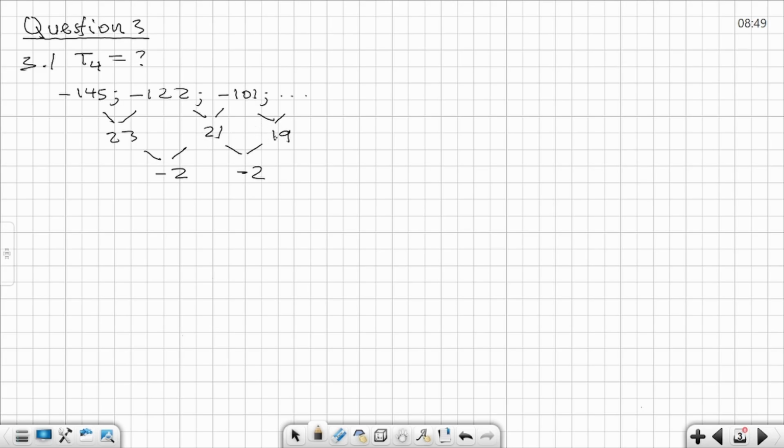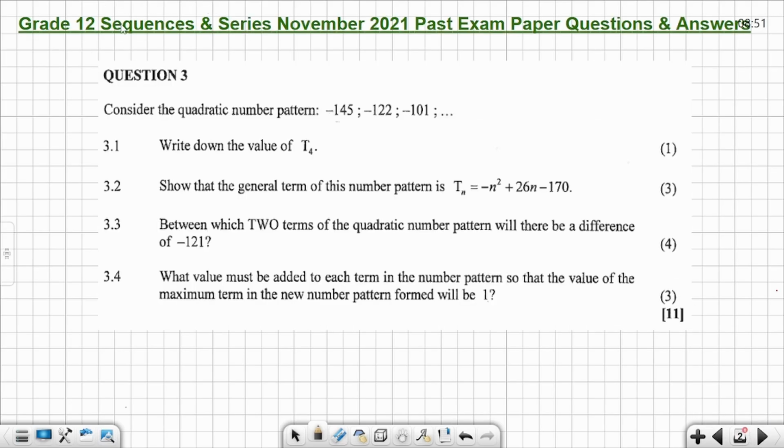So 19 will be added to negative 101. What is the next term? The next term is negative 82. So T4 is equal to negative 82. So this is T4, question 3.1. You can see in 3.1, T4 is negative 82.